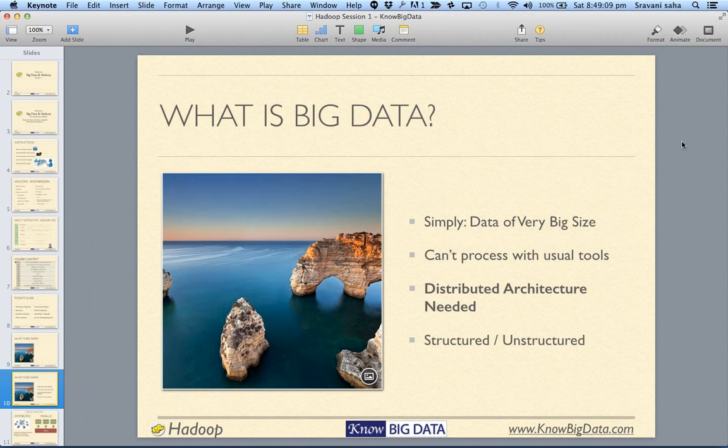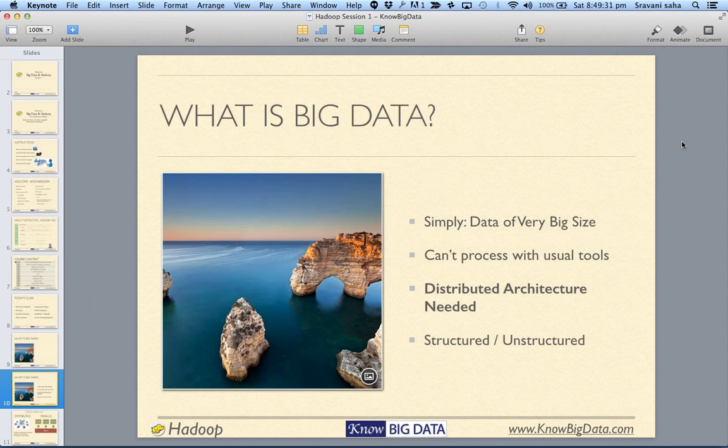So out of these four points, the third point is the most important one. Why? Because that is the most concrete definition. So for any processing requirement, any churning requirement, if you realize that you need a distributed architecture, you can say that your data is big. You are solving a big data problem.